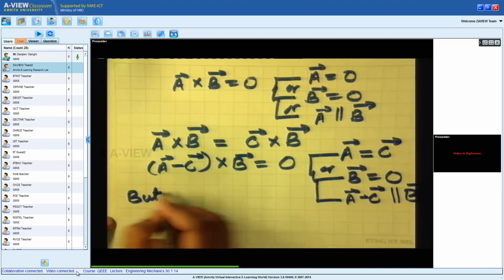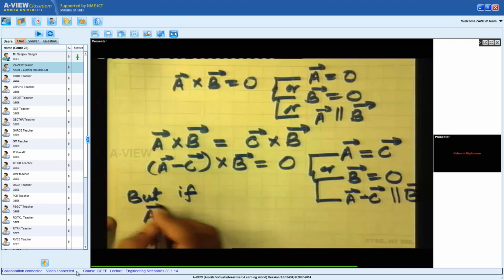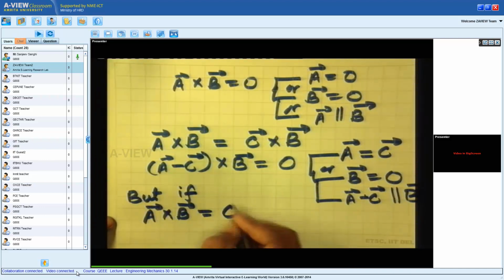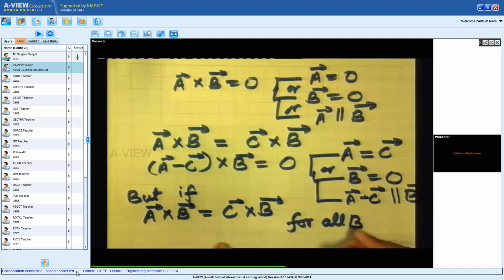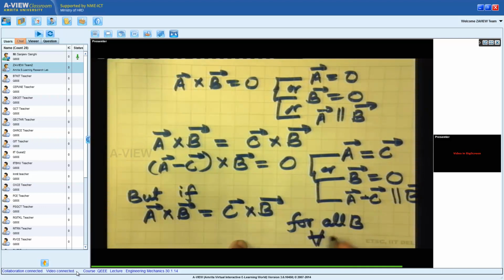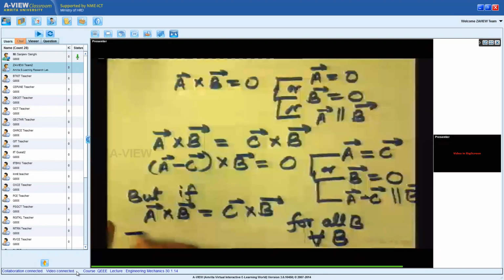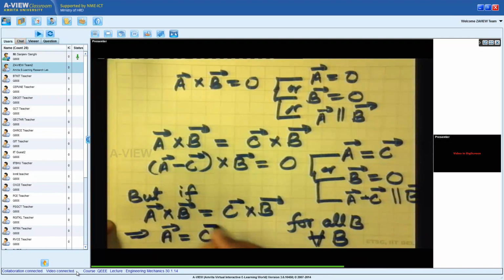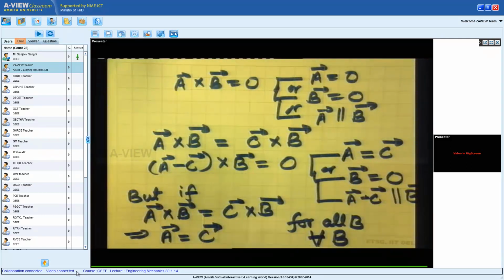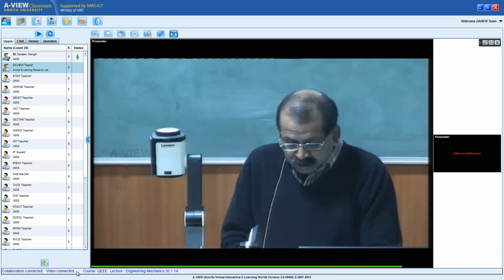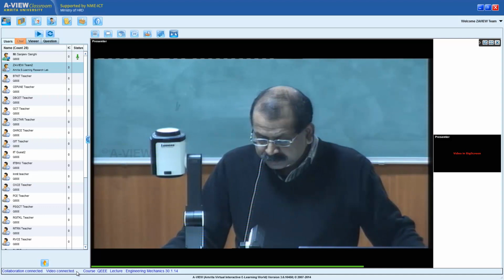But once again, if it is given to me that A cross B is equal to C cross B for all B, and sometimes the mathematical symbol used for this is an upside-down A, this means for all B. Then this will imply vector A is equal to vector C, because I have these three conditions. Since this is valid for all B, the last two things are special cases. It's valid for all B, so vector A has to be equal to vector C. So this is the cross product.